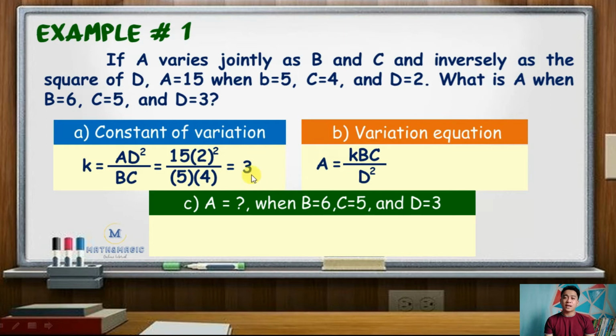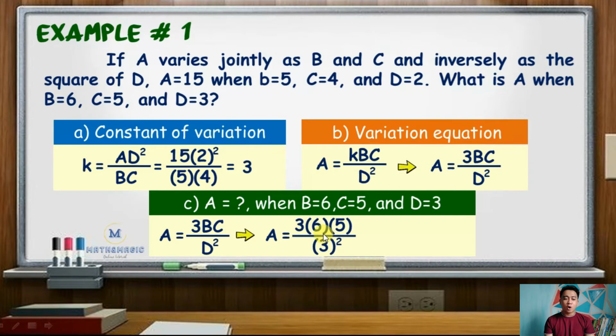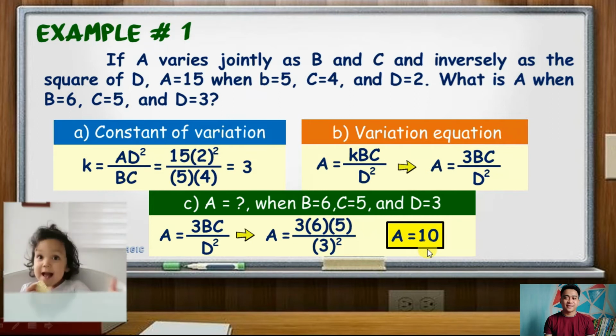Next, we will substitute K in the equation earlier. Hence, the variation equation is A equals 3BC over D squared. Lastly, solving for A, the equation will be 3 times 6 times 5 over 3 squared. In the numerator, the product of 3, 6, and 5 is 90. While in the denominator, the square of 3 is 9. Dividing 90 by 9, the quotient is positive 10. Hence, the value of the dependent variable is 10.